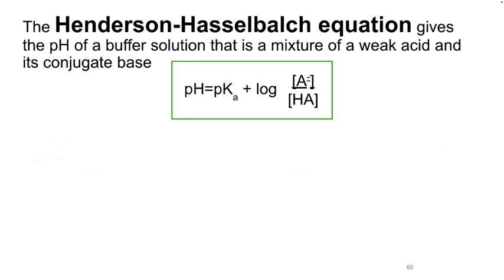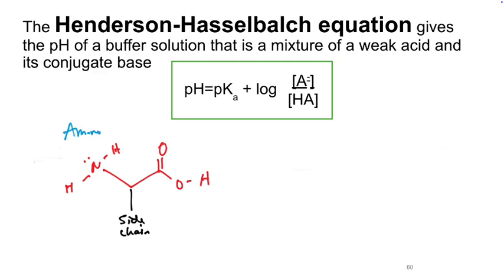Amino acids. So if we look at an amino acid, we have an amino end and we have an acid end. Officially, amino acids also have a side chain. This side chain could have an acid-base effect as well. It is listed out here this way. This is an amino and this is an acid.